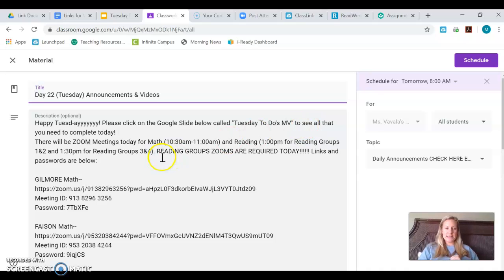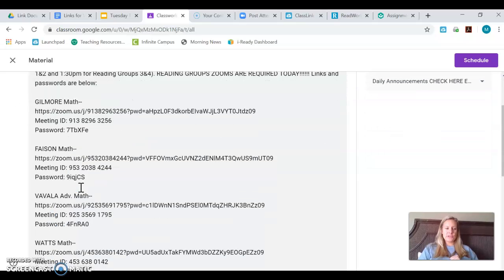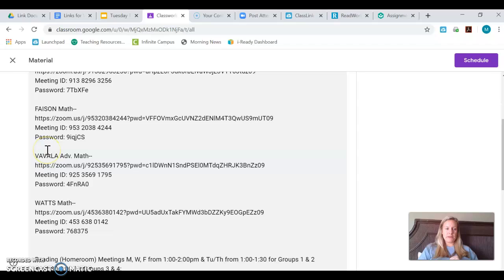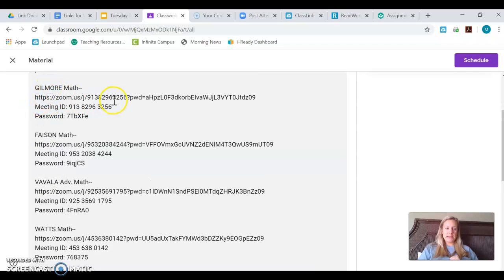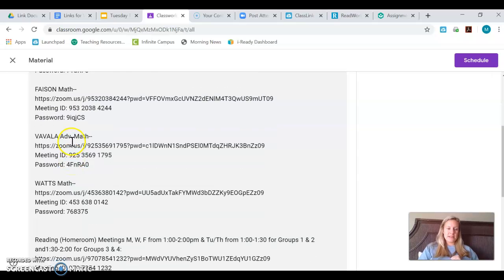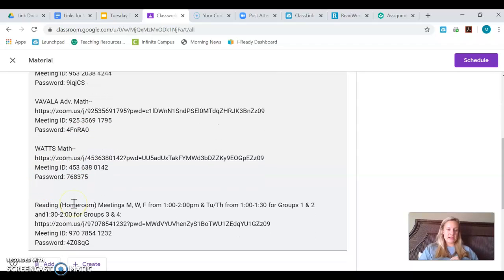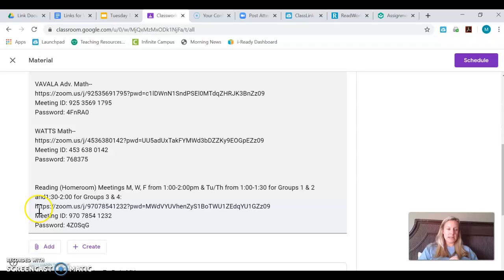And then what I did is I wrote out all of the math teachers' Zoom links. So we've got Gilmore's link, meeting ID if you need it for a phone, and her password. Miss Fason's got all those three. My advanced math class has theirs. Miss Watts's math class has theirs. And then at the bottom, it is the link for our classroom reading Zoom and password.